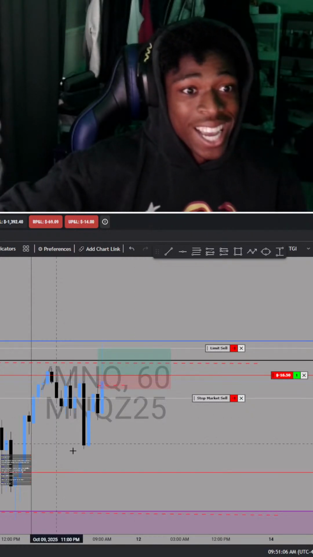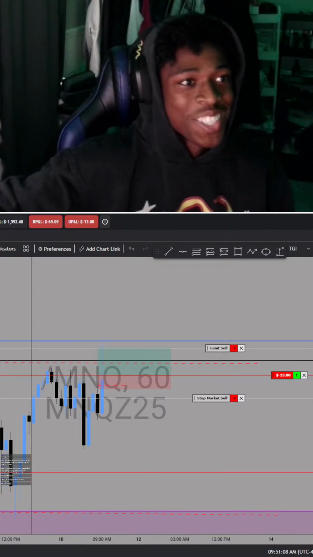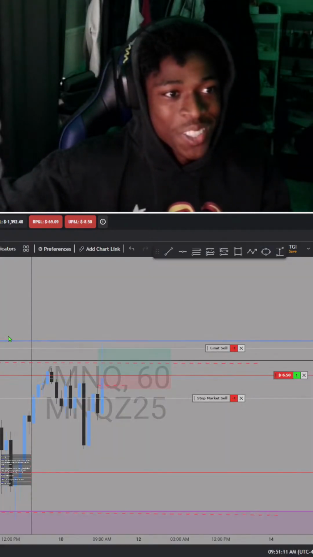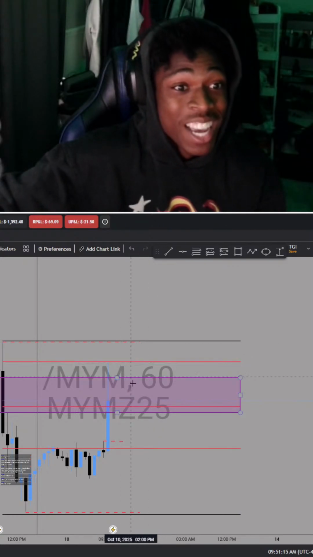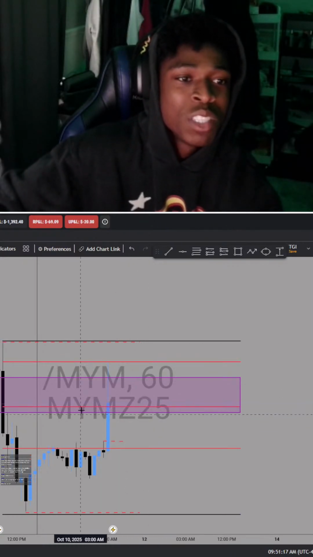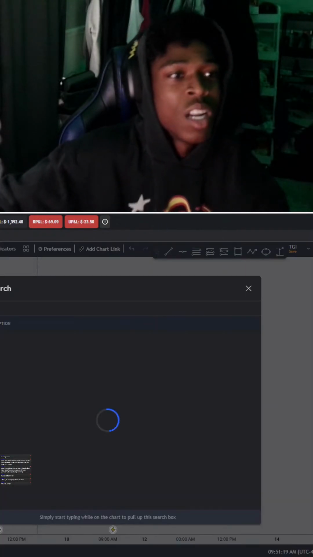30? Hold on, remember I was looking for shorts on 30? Oh my god, and it rejected off this. I entered off this fib level. I should have entered off the 88% level. That would have been the ideal entry.